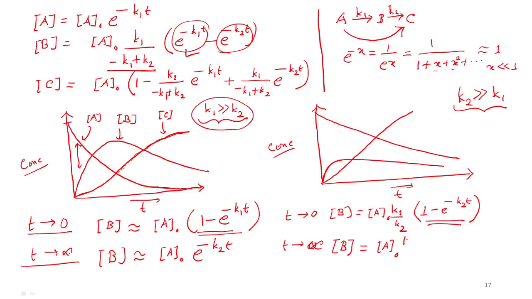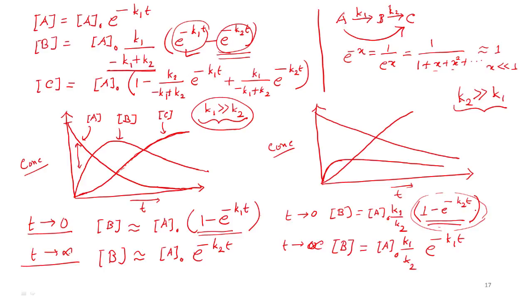A0 into K1 by K2, and then we'll have e to the power minus K1t, because now this K2 into t is very large, so it is almost e to the power minus infinity, so that is going to almost 0, and then we'll have just e to the power minus K1t. Now let us look at the nature of the curve. Think about B. So B is actually now growing as e to the power minus K2 into t, not as e to the power minus K1 into t.